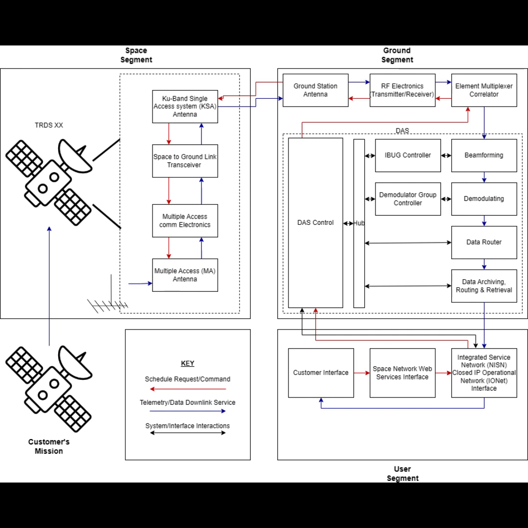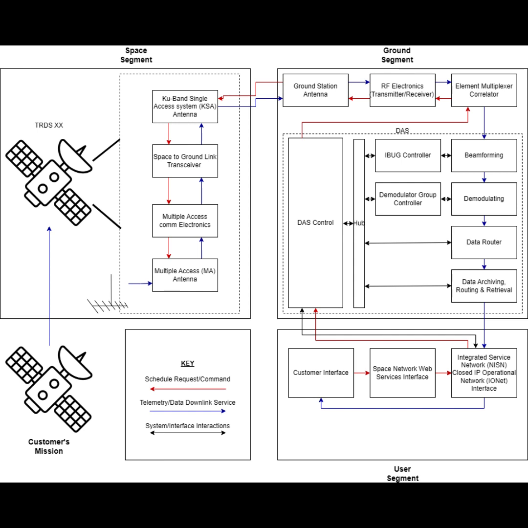From here, customers can go and grab their data off using the integrated service network that NASA provides. Alternatively, customers can request downlink time using the Space Network Web Service interface given to users. From there, they can send a request through the network to the DAS controller, which controls all the various processes and data routing in the DAS. So that process will go out to the ground segment and then to the TDRS multi-access antenna to provide feedback.